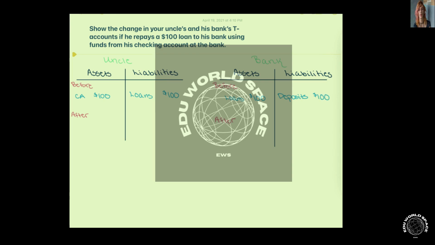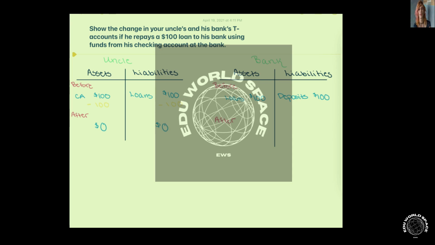So now we want to look at afterwards. So after your uncle repays that $100 loan, what we're going to see is that his assets are going to drop because he used his checking account to do that. So we're going to lose the $100 that he had in his checking account, meaning he's going to be left with $0 in assets in his checking account. His liabilities are also going to drop by the same amount because he just paid back that $100 loan, bringing him down to $0 for liabilities.